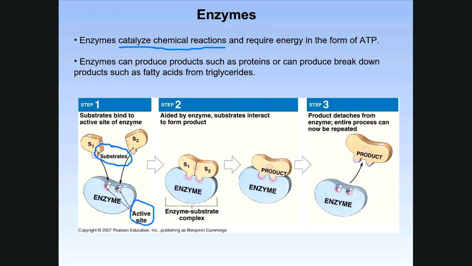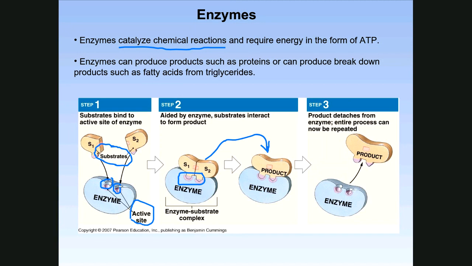So here they're showing you on this enzyme, we have two active sites. And it's these active sites that are specifically going to bind to the substrate. It's also at this active site where a chemical reaction is going to occur, and it's going to result in the enzyme converting the substrate to a product.